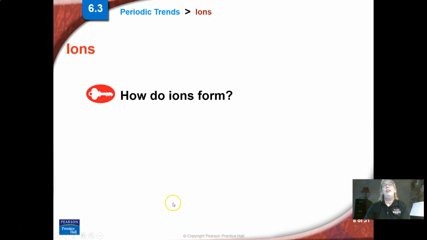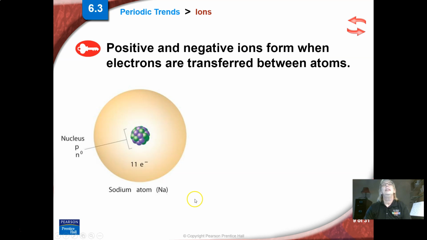We need to also know how ions are formed. So ions are super important, especially in salts and things like that. And this is one way that atoms react and form ions. So we can have positive ions or negative ions. It depends on if the protons are balanced off with the electrons. If they are, then there's not an ion. If there's too many electrons, then it's a negative ion. If there's too few electrons, it's a positive ion.